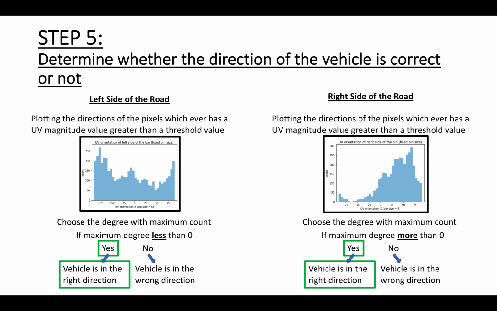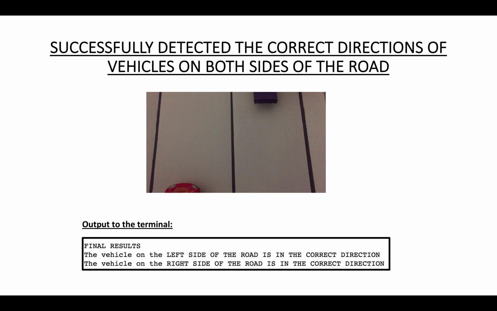After plotting the UV directions, we need to choose the degree which has the maximum occurrences in this graph. For the left side of the road, if this degree is less than 0, then the vehicle is in the right direction, and for the right side of the road, if this maximum degree is greater than 0, then the vehicle is in the right direction. As we can see in this image, the right and the left side are in the right directions.